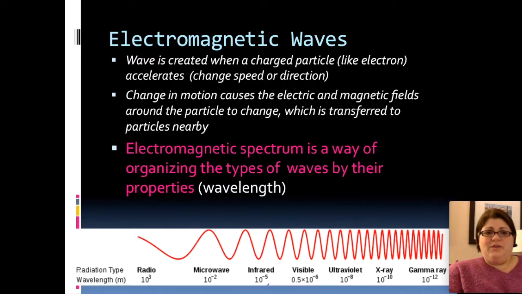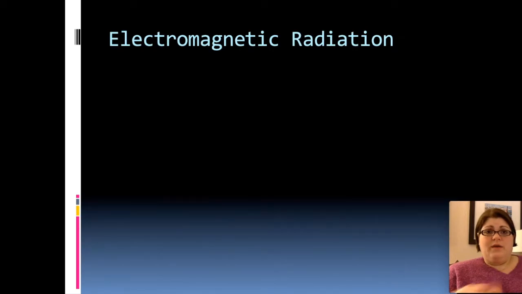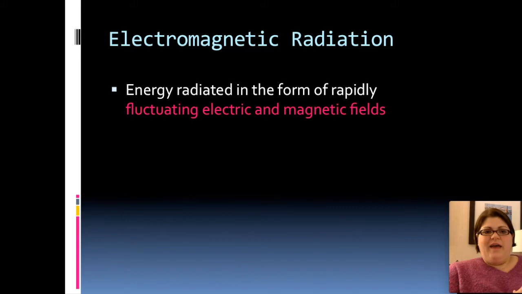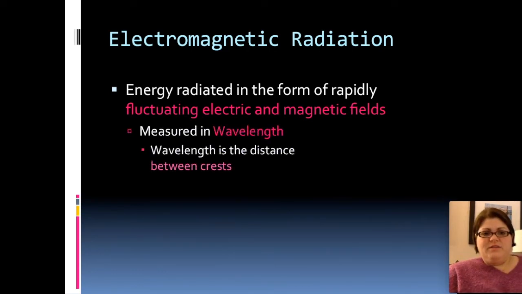We refer to the electromagnetic spectrum because it describes the different types of waves given off by things that emit energy. And as we describe the different types of waves, we can associate them with different types of properties. So the spectrum refers to all of the different types that exist. So that radiation, in other words, that transfer of energy through waves, occurs as energy is radiated from fluctuating electric and magnetic fields, electromagnetic radiation. As I mentioned, it's measured in wavelength. The wavelength is described as the distance between crests of the wave.